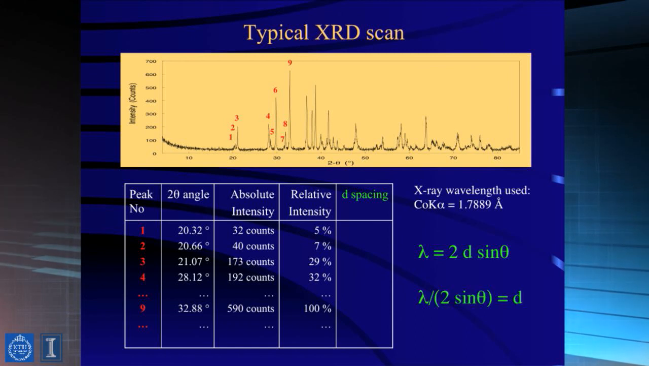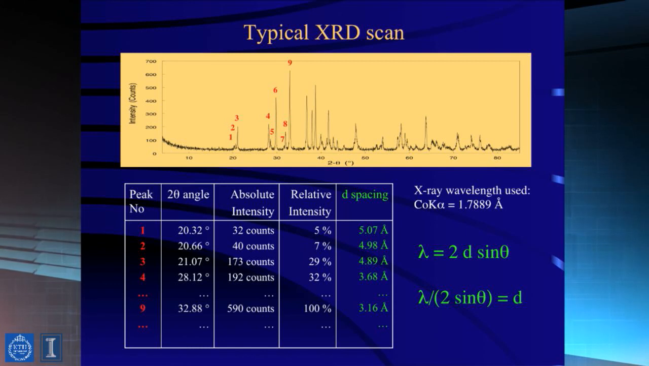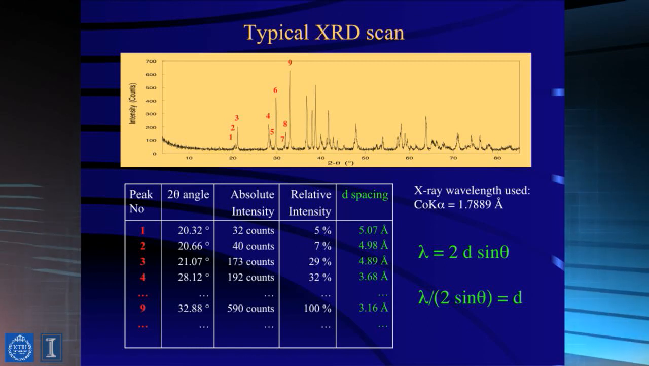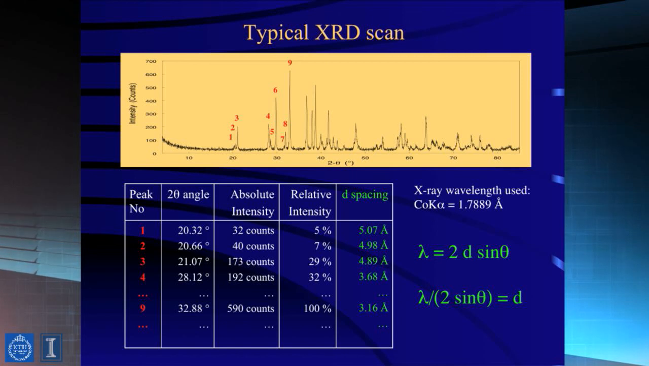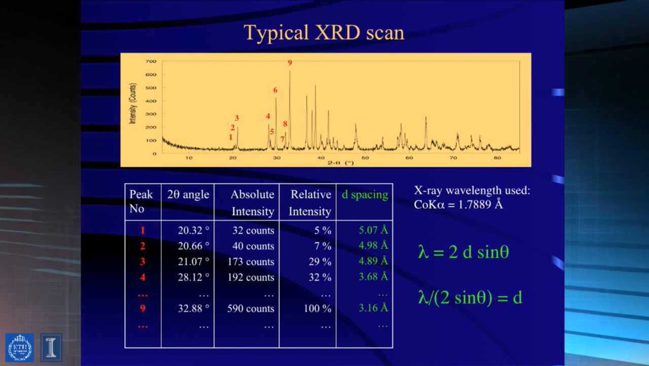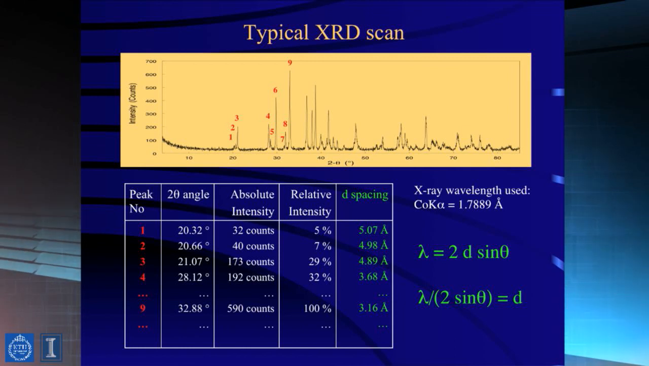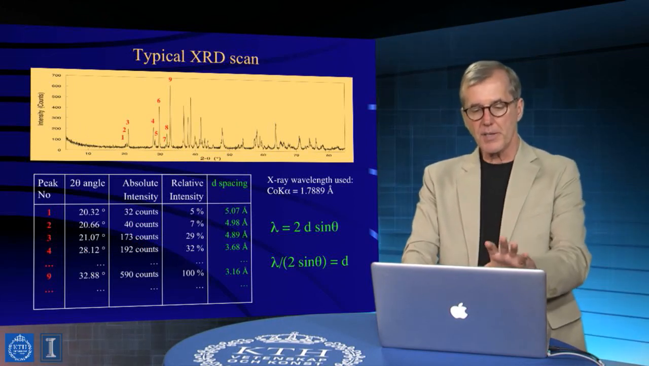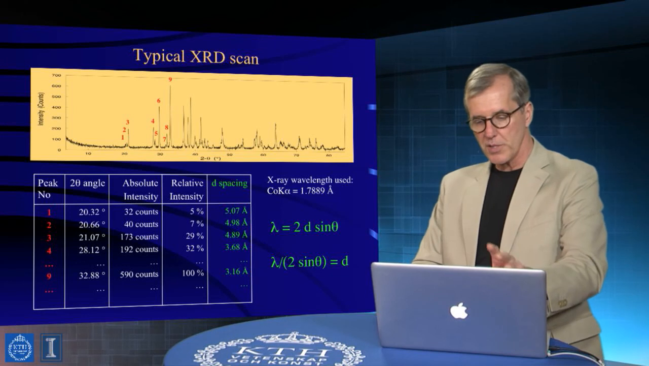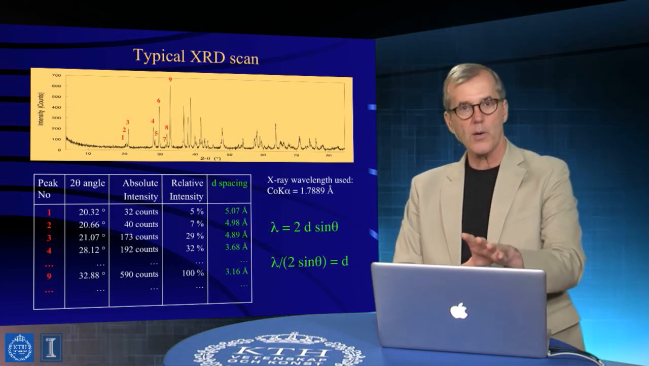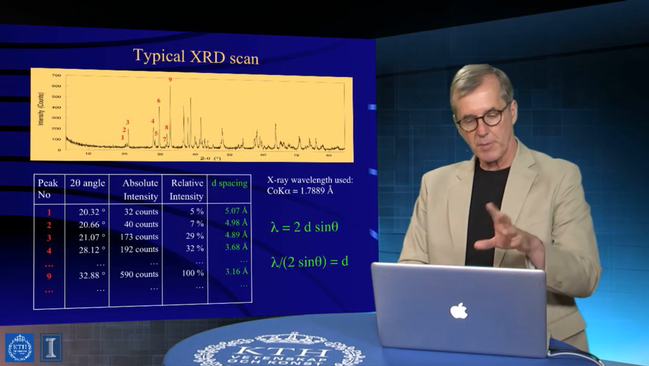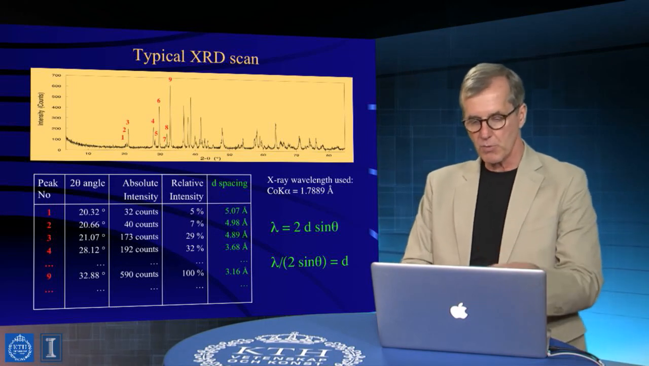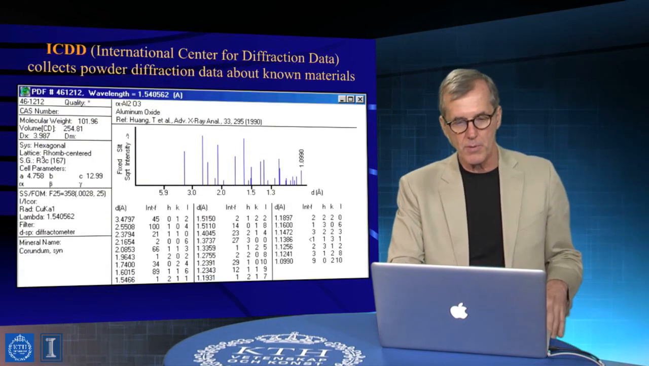And here's for the first 9, according to their relative intensity, analyzed according to the Bragg relationship. And you notice that there's a set of numbers there, right? 5.07 angstroms, 4.98 angstroms, 4.89 angstroms, 3.68, 3.16. This is like a fingerprint that says something about the kind of stuff that's here, and people that are really skilled can look at that, and they probably already know exactly what kind of symmetry has to be present for this to be true, if in fact it was a single phase component.